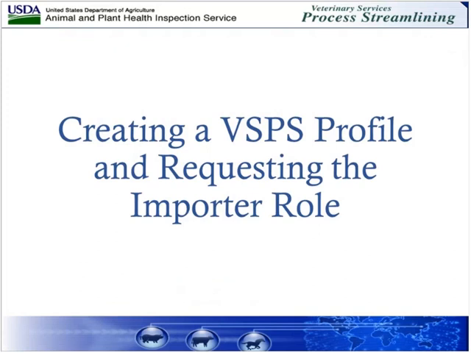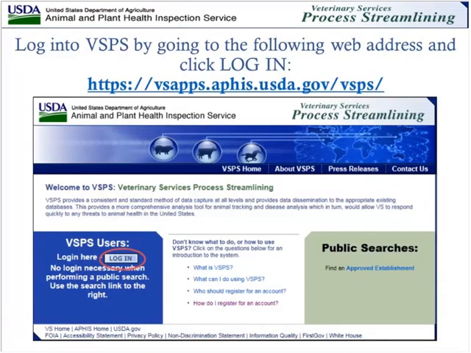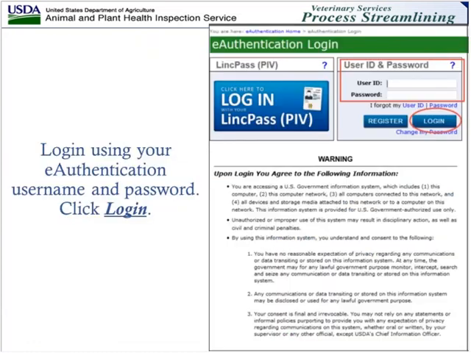So the next step is creating your VSPS profile and requesting the importer role in VSPS. This gives the VSPS website, vsapps.efs.usda.gov/VSPS, and then you would click on the Login button. And then towards the top right of the screen, you would want to use the user ID and password section. Under the password area, there's the I forgot my user ID link, or the I forgot my password link. You can click on either of those if you're having trouble getting in, and there's also a change my password link if you wanted to change your password.